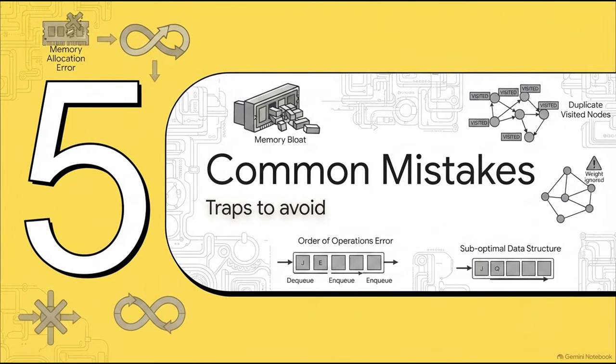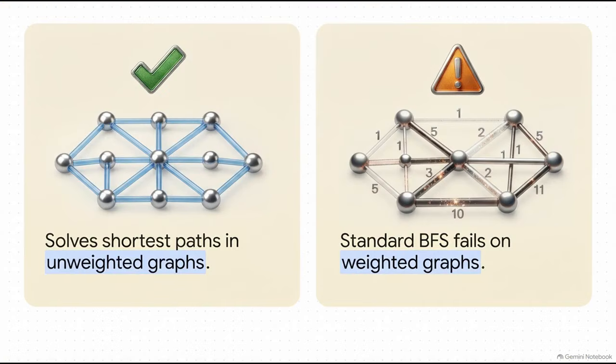Finally, Section 5, Common Algorithm Traps. Traps to avoid. So the crucial point to remember is, standard BFS is brilliant for sure, but it does have a major blind spot. It only works perfectly on unweighted graphs. An unweighted graph is a network where every single move has the exact same cost.